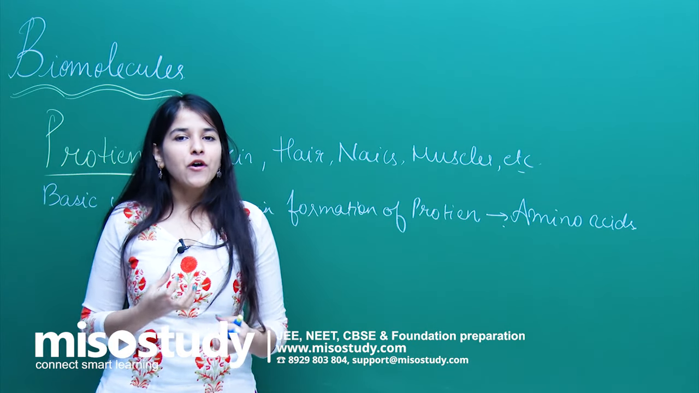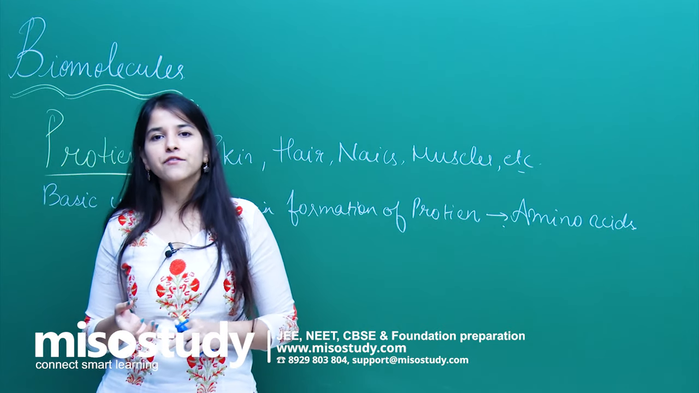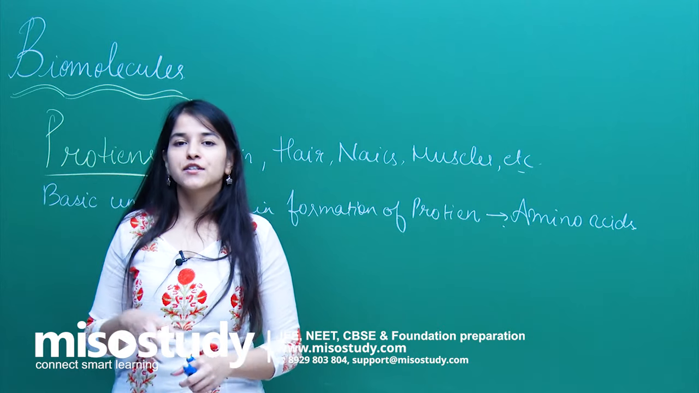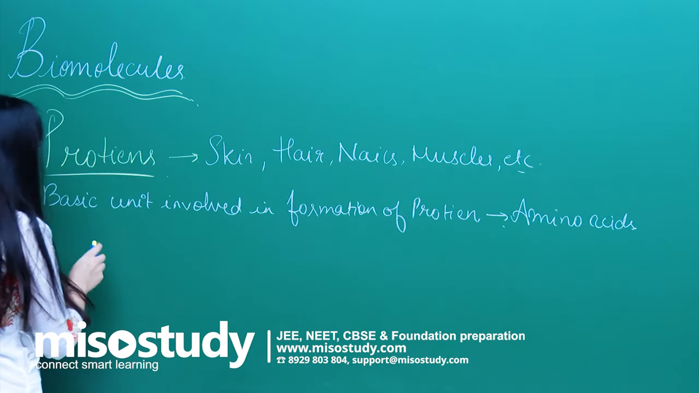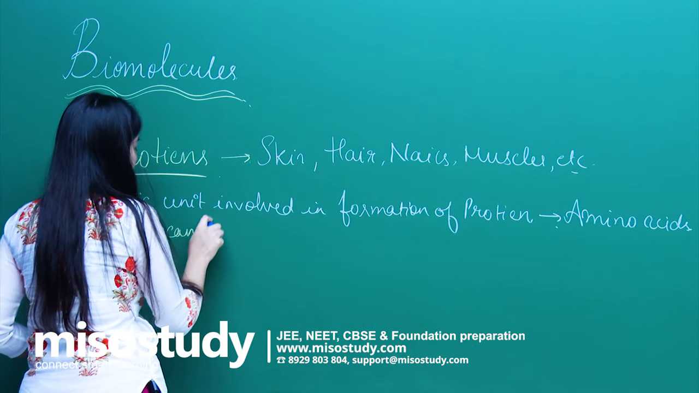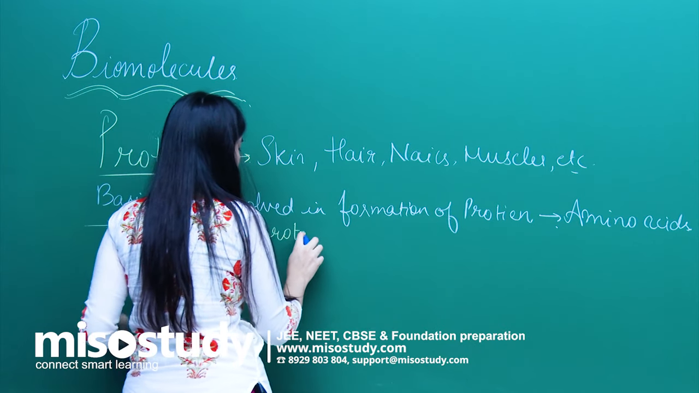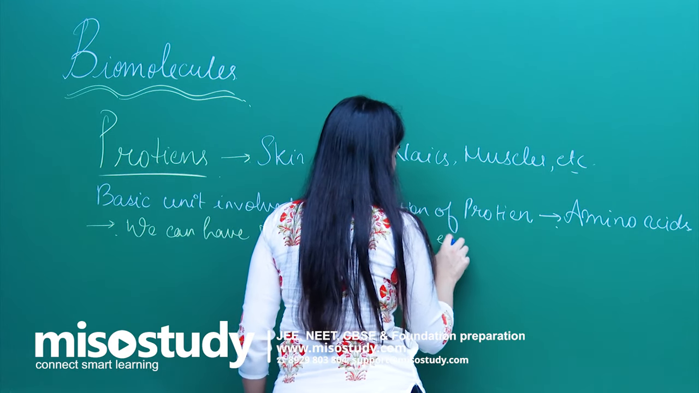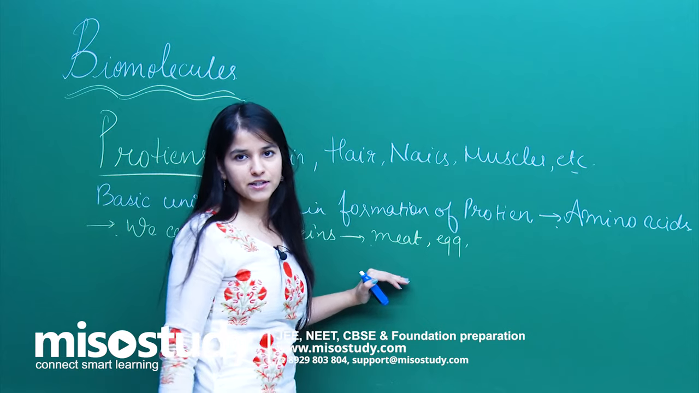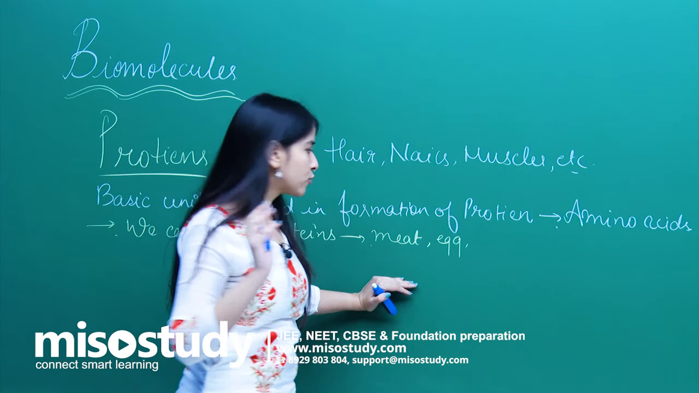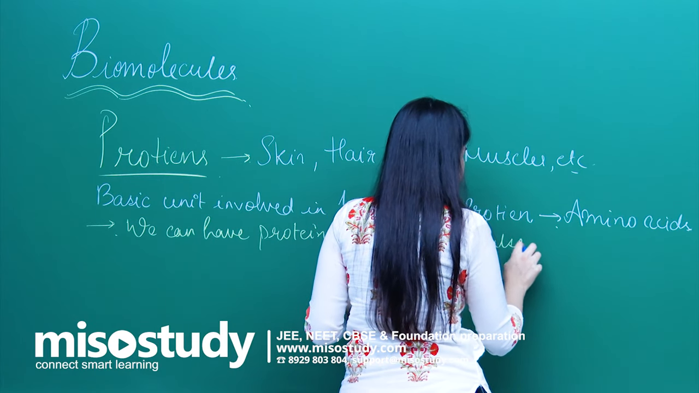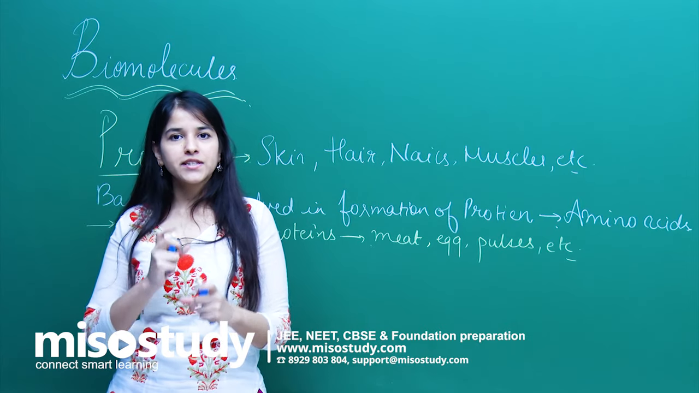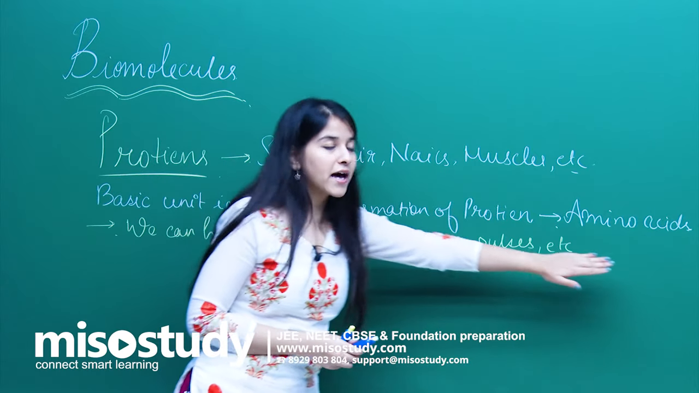So from which things do we get proteins? Do you know that? Yes, very common examples you have: milk, cheese, meat, and for those who are vegetarians, they can get the protein diet from pulses. So we can have proteins from meat, egg. You must have done this in your earlier classes as well, in your junior classes. A balanced diet is very well known to you. So that is meat, egg, pulses, etc. Basically what we are going to discuss today is the very basic unit that is involved in the formation of proteins, that is amino acids.